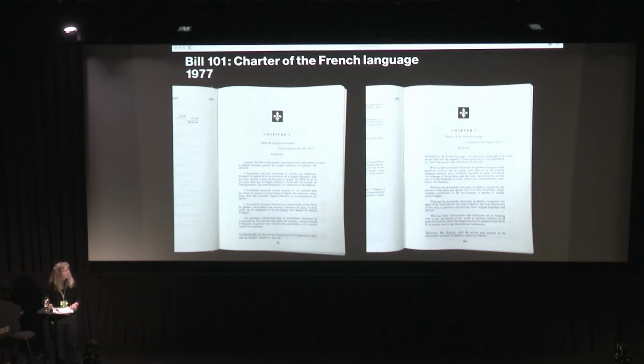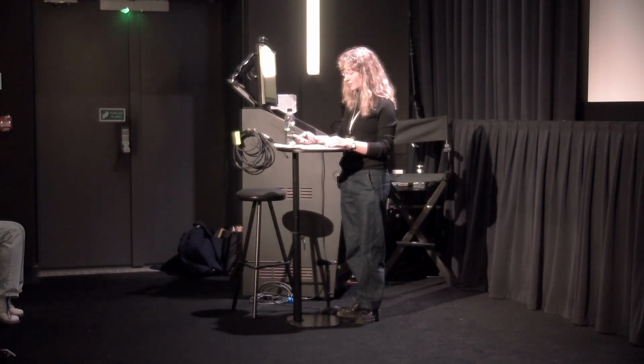But then the most important one was adopted in 1977. The popular name is Bill 101, but the real name is the Charter of the French Language. It made French the province's only official language, and established French as the language of government, education, and business. This one had quite an impact on graphic designers because French had to appear as the dominant language on all kinds of communication material. It kind of made Quebec become unilingual, only French.